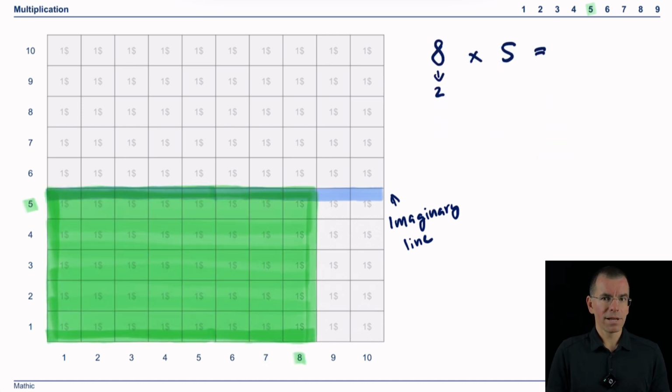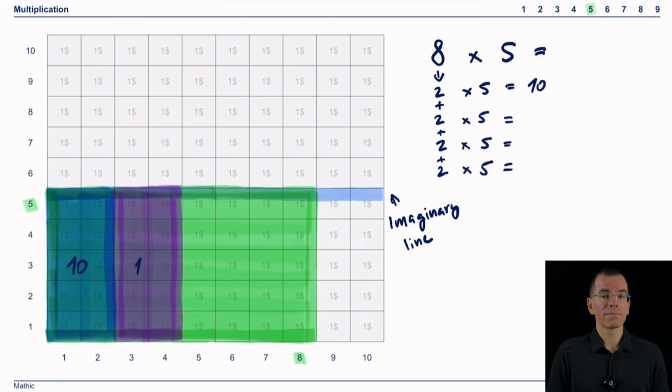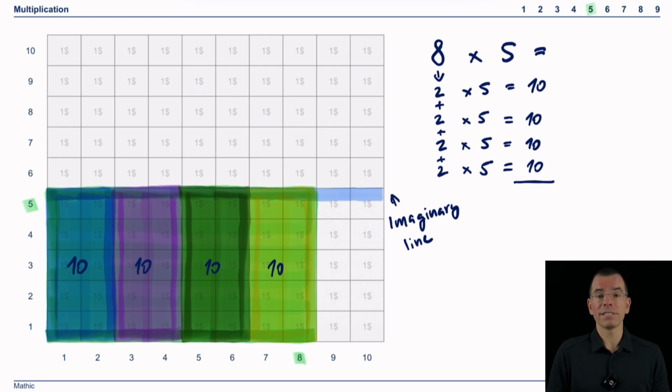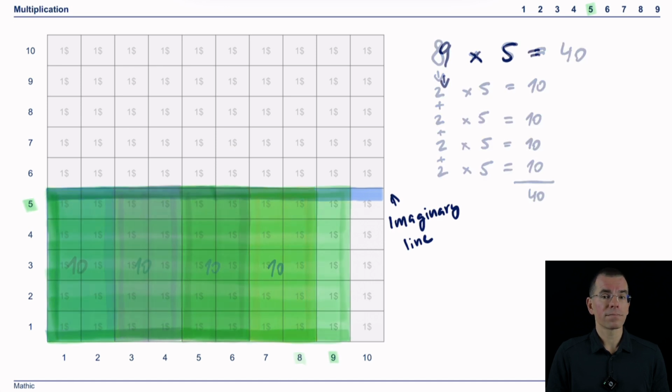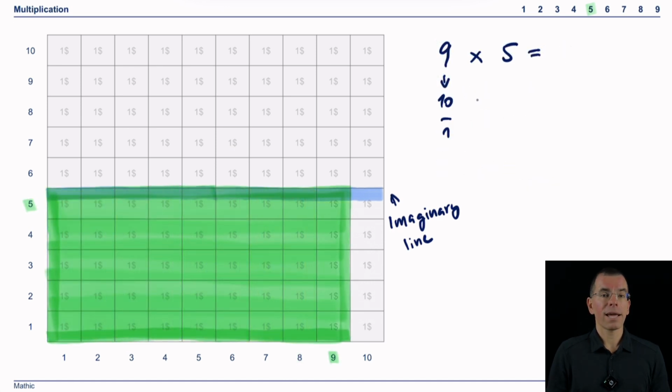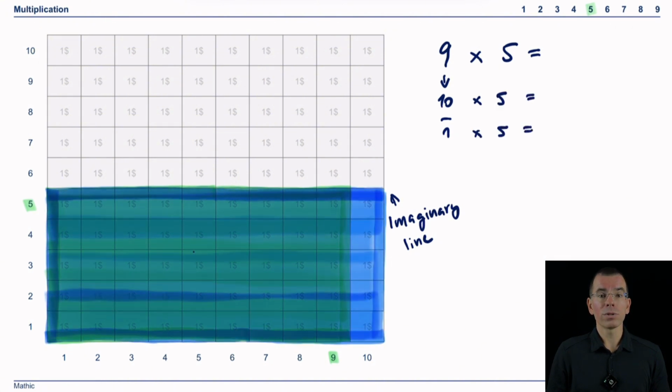8 times 5, let's split 8 into 2 plus 2 plus 2 plus 2. Thus we will calculate in 4 steps, adding 4 times the result of 2 times 5. As 2 times 5 is the number of fingers on both our hands, multiplying 4 times 10, we get to the final result of 40. 9 times 5, as 9 is 10 less 1, we can use a two-step approach, multiplying 10 times 5 first and then subtracting 1 times 5 to get the final result of 45.